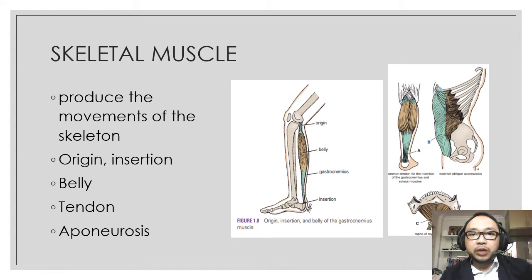The fleshy part of the muscle is also referred to as the belly. The ends of the muscle attach to bones or cartilage, and they're called tendons. Occasionally, when there are flat muscles, the fibrous tissue covering it is called an aponeurosis. This term should be familiar to you by now, since you're already in third year.